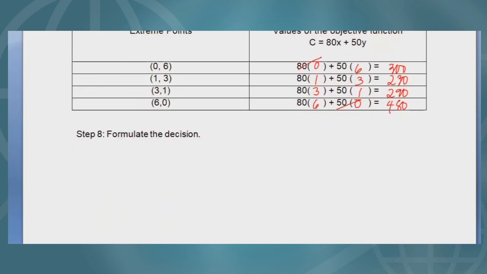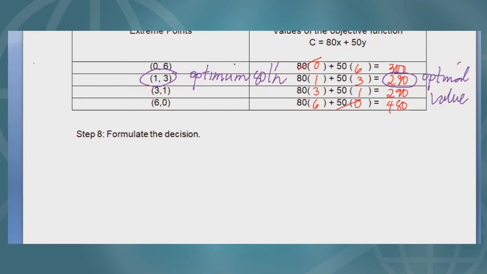So what will be our answer? As you notice, this will give you the minimum cost, 230, given the coordinates 1, 3. So you will call this the optimal solution or optimum solution. Then this one is our optimal value.